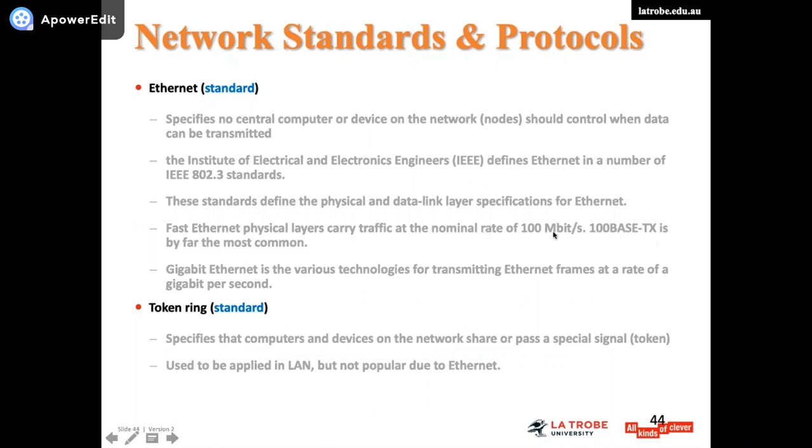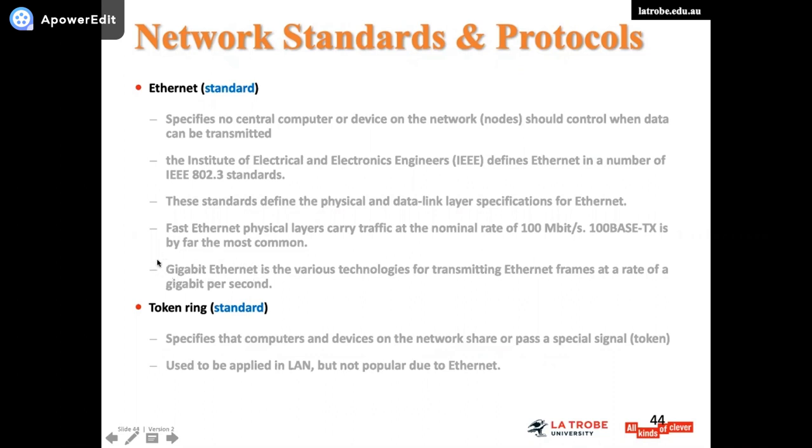So nowadays, gigabit Ethernet is the set of various technologies for transmitting Ethernet frames at the rate of gigabit per second. Nowadays, this one is becoming more and more popular, especially for essential places, such as the banking system or for the enterprise. But for home usage, this is still not that popular.